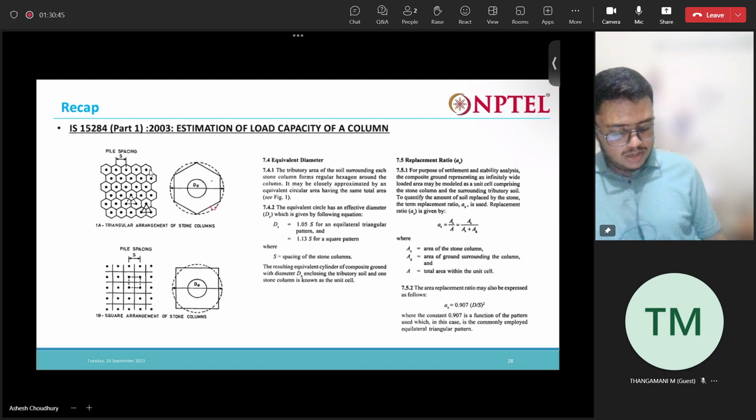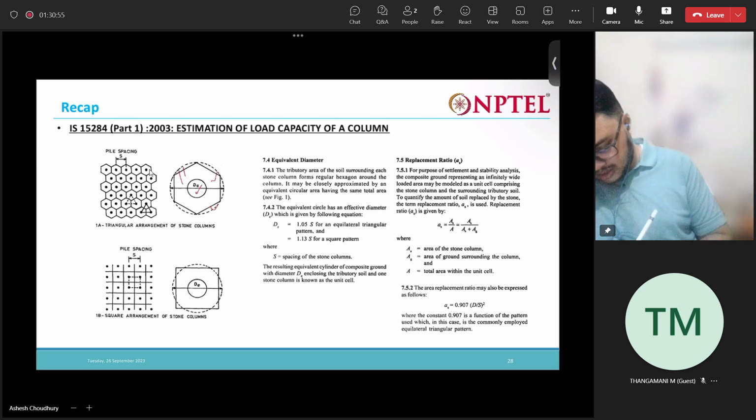The total area of the unit cell is nothing but AS plus AG, where AS is again the area of the stone column and AG is the area of ground surrounding the stone column. That means this ground, this portion.